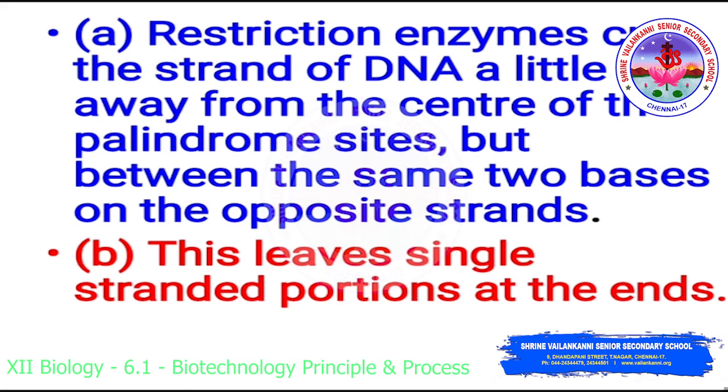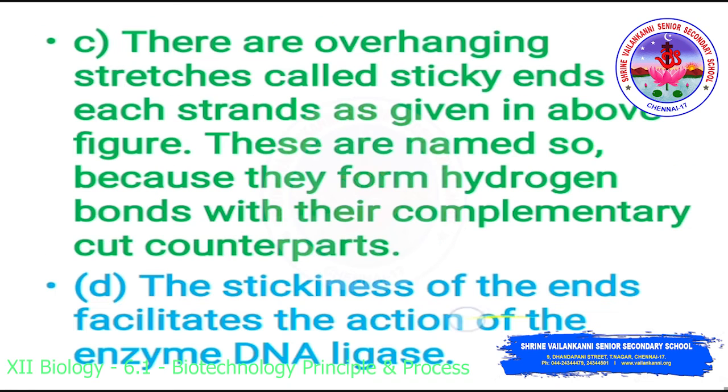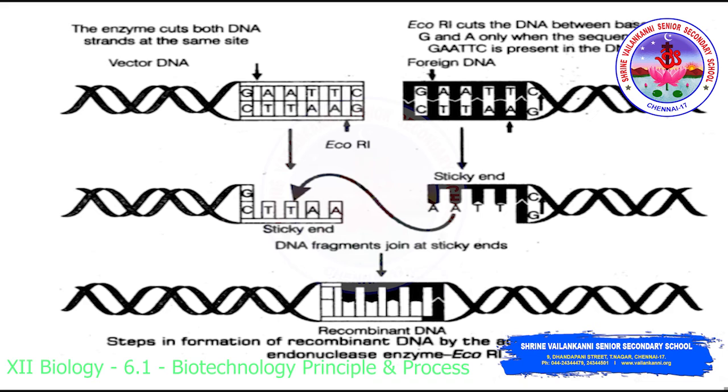So this leaves single strand portions at the end. They are overhanging stretches called sticky ends on each strand, as given in the above figure. They are named so because they form hydrogen bonds with their complementary cut counterparts. So here you can see the sticky end. Once EcoR1, the restriction enzyme we've used, acts as a molecular scissor and cuts the DNA molecule, you can see the sticky end.